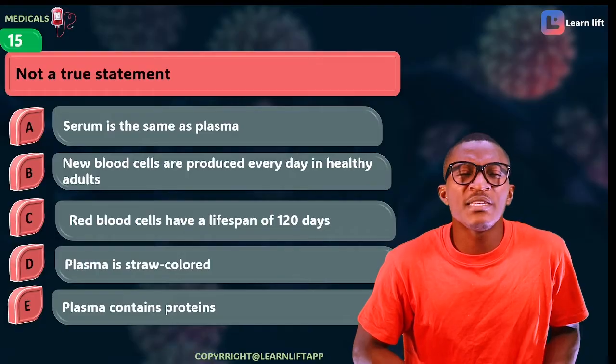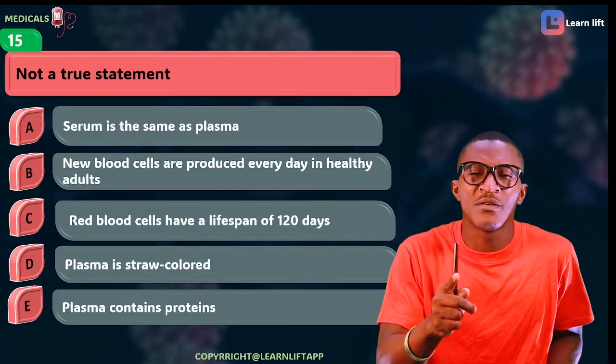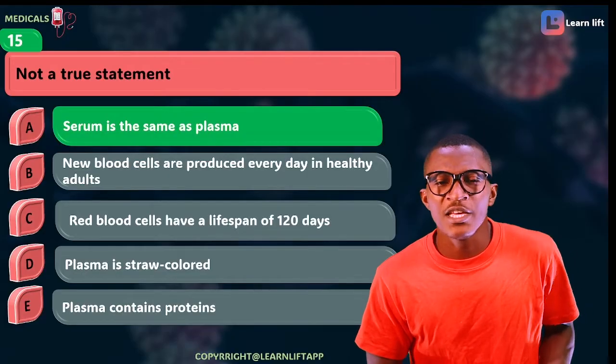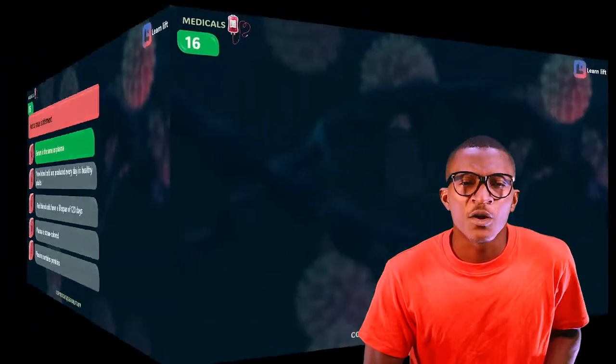You now see option A, serum is the same as plasma. No, serum is plasma minus fibrinogen. So option A is not correct. You see the way I analyze the options, making option A the correct answer.